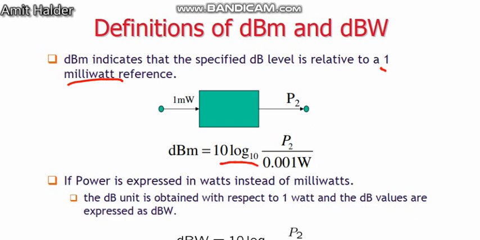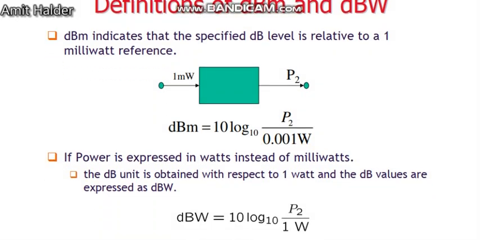The dBm unit can be specified by that. As you can see, here the power reference has been taken as 1 milliwatt. If power is expressed in watts instead of milliwatts, the decibel unit is obtained with respect to 1 watt, and decibel values are expressed as dBW. What is dBW? That is with respect to 1 watt. If we take just 1 watt, that will be dBW. That means decibel with respect to 1 watt.